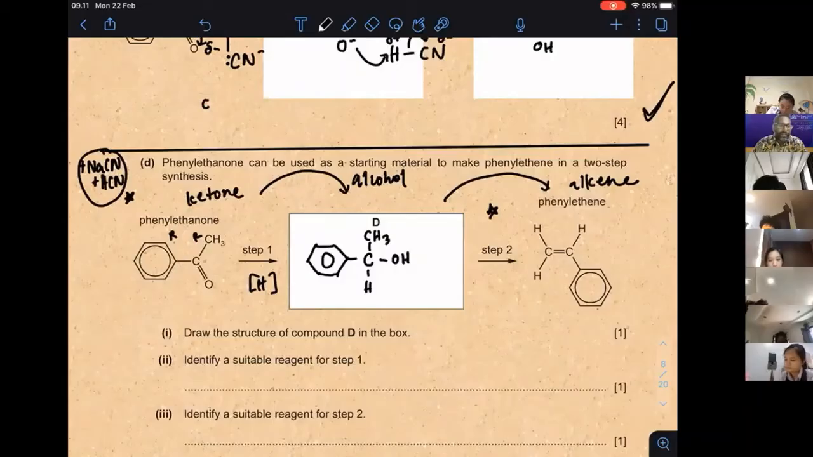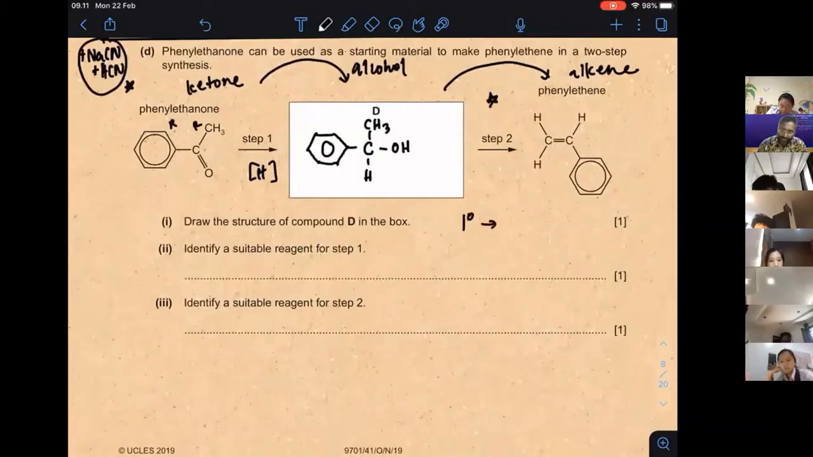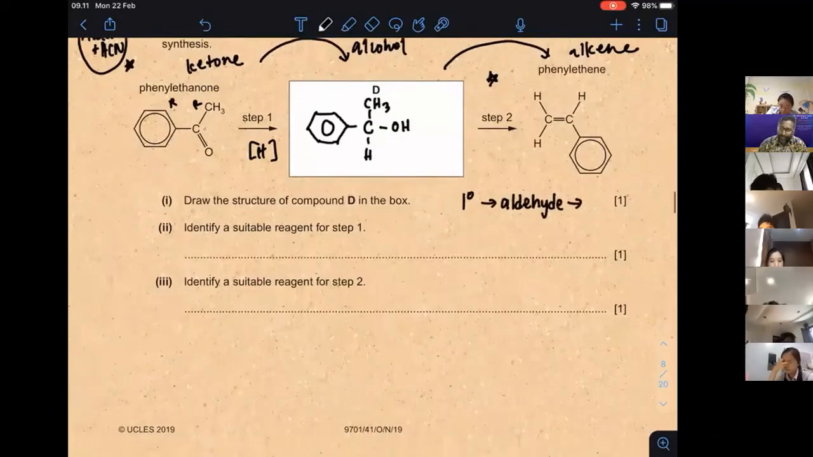One thing that I can think of is when we learn about alcohol. When we learn about primary alcohol, it can be oxidized to become aldehyde, and aldehyde can be further oxidized to become carboxylic acid. I also learned that secondary alcohol can be oxidized to ketone, and tertiary alcohol cannot be oxidized. Now I have ketone over here.